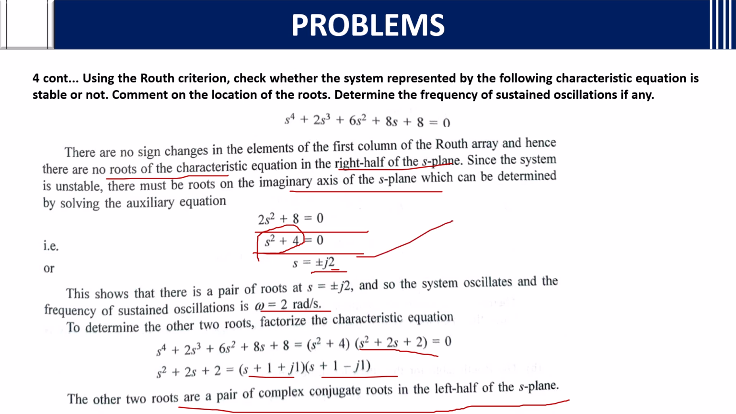We did this to know the oscillations, and this to get to know the other roots present. As s square plus 4 is already a factor of the characteristic equation, you can multiply it with some other value. To get that other value, you divide the characteristic equation by s square plus 4, the way we did in the previous video. I have done some problems related to this, so if you have not checked them, check them out and you will understand how to do it.